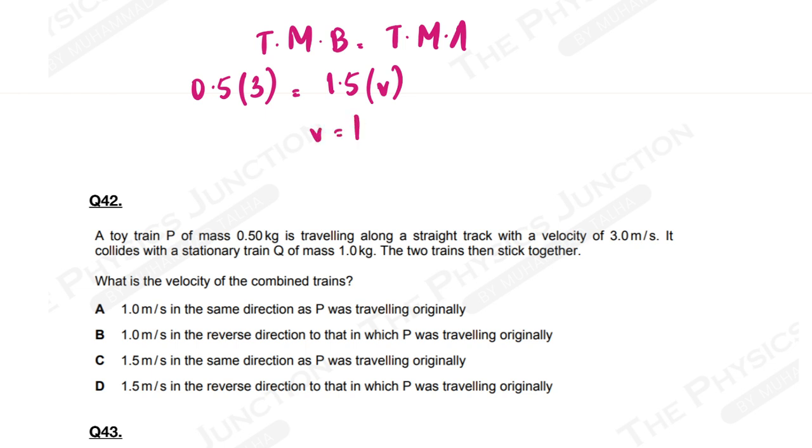And we know that if this was traveling in any direction, let's say it's to the right, so by conservation, my combined object must also travel in that same direction, because momentum is a vector quantity. So it's 1 meter per second in the original direction of P.